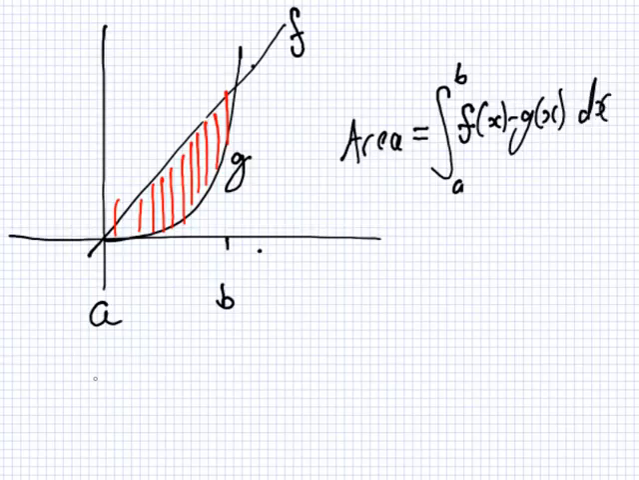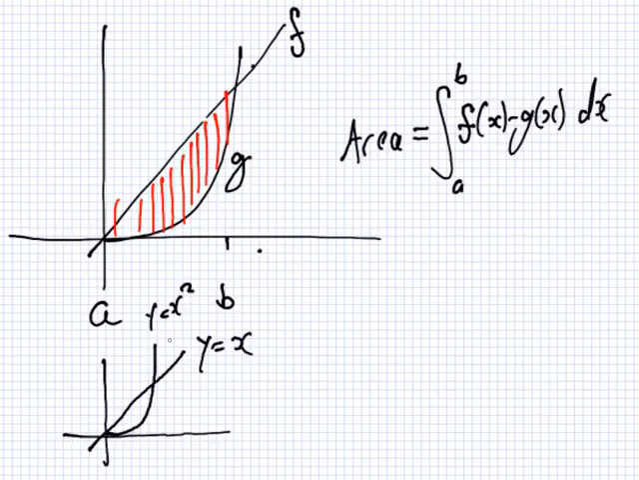So let's do a quick example. Here is F, y equals x. Here is G, y equals x squared. And I want this area. So what do I need to do first? What do I need to find first?